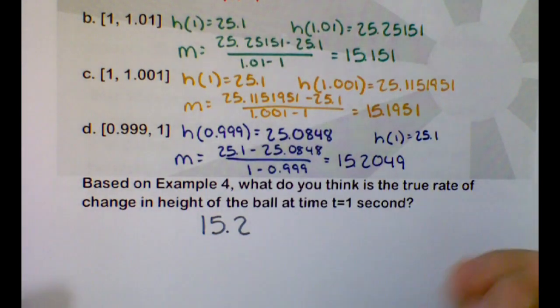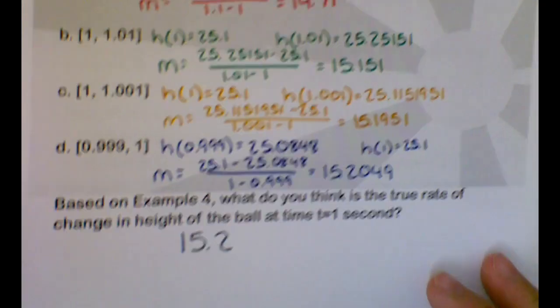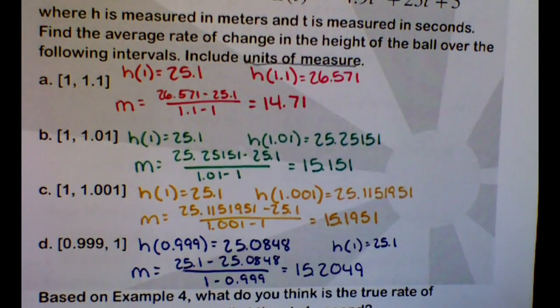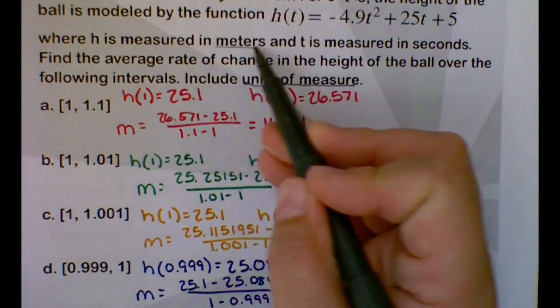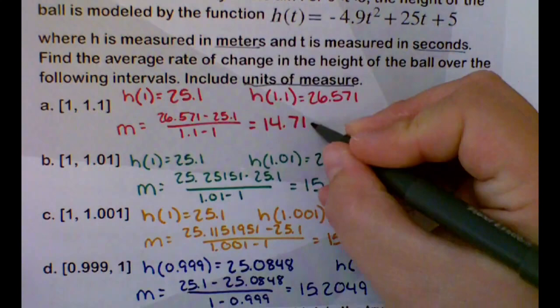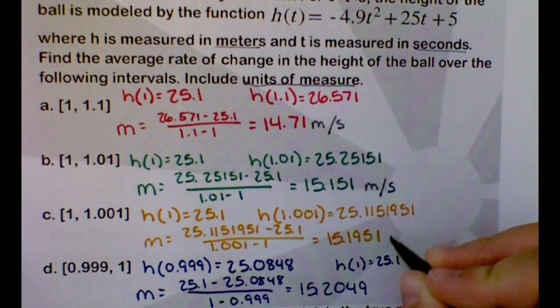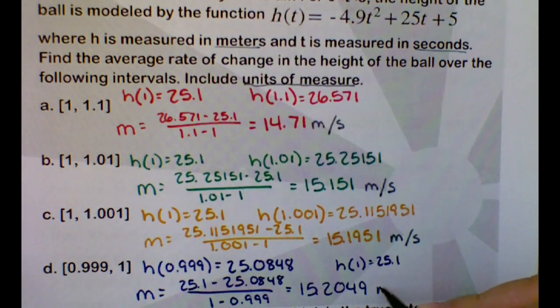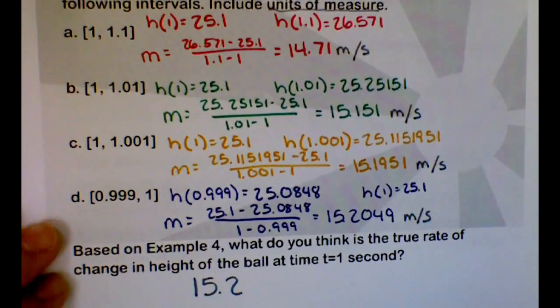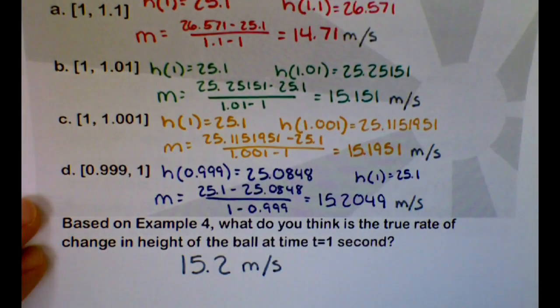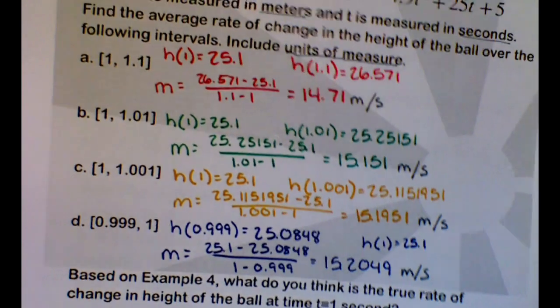And I did forget something on all of these. It said include units of measure. We have meters and seconds. So these are all in meters per second. So my estimate is that at t equals 1 second, the ball was moving 15.2 meters per second.